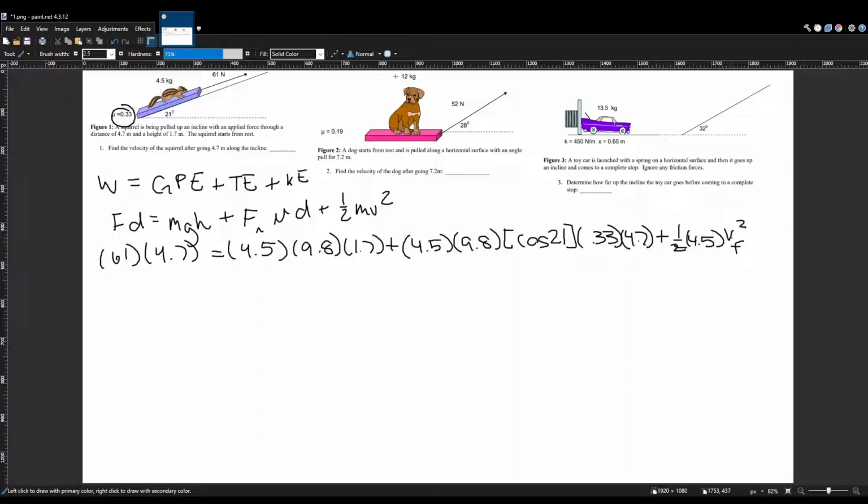I might put this in my calculator. 61 times 4.7 is equal to 4.5 times 9.8 times 1.7 plus 4.5 times 9.8 times the cosine of 21 times 0.33 times 4.7 plus 1/2 m 4.5 v squared. Going to get about 8.11 meters per second here. So velocity final is going to approximately equal 8.11 meters per second. And that is that question answered.